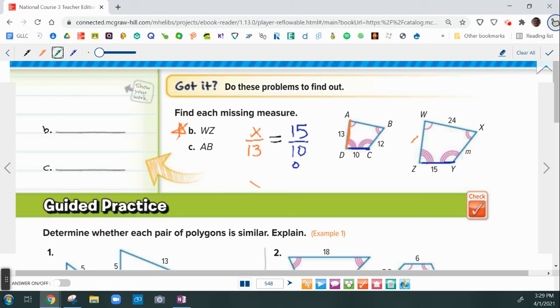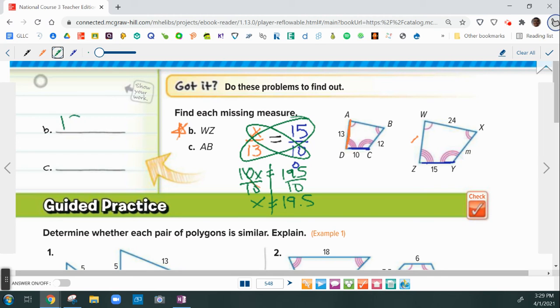That's annoying. All right. We cross multiply. So we get 10x equals, what's 15 times 13? 15 times 13 would be, let's see, 195. And then we're going to divide by 10, divide by 10. That gives us x equals 19.5. So we get 19.5.